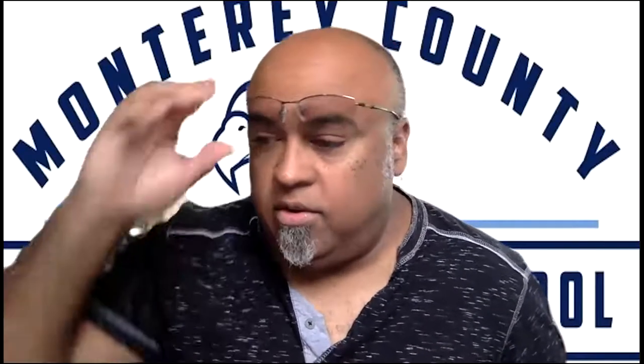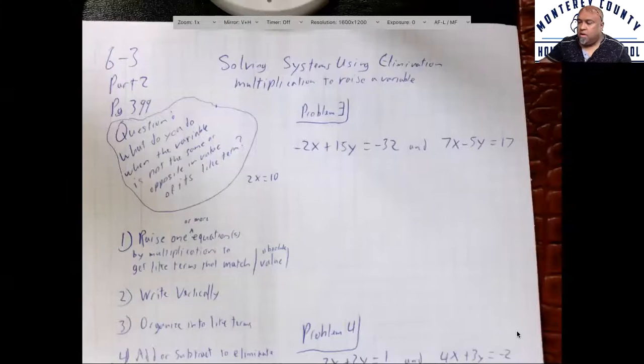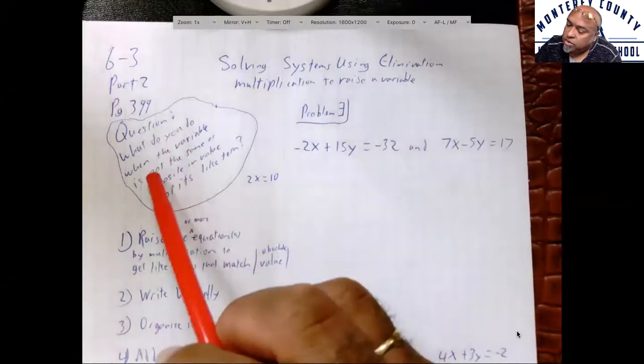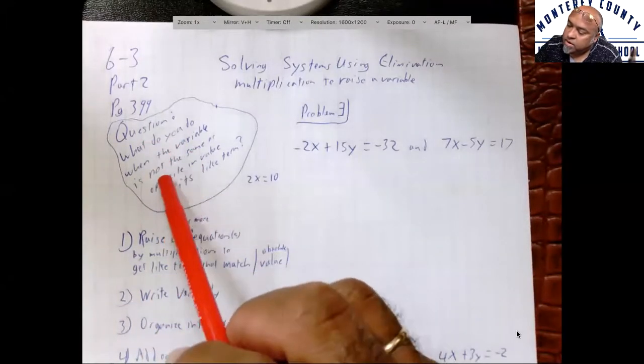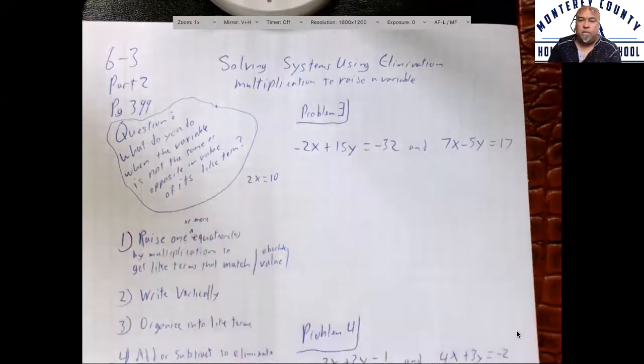Hello again, students. And now we're going to solve systems by elimination where we use multiplication to raise a variable. All right, let's take a look at the lesson here. Now, the question today is, what do you do when the variable is not the same or opposite in value of its like term?